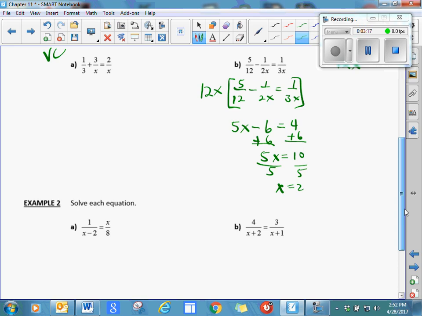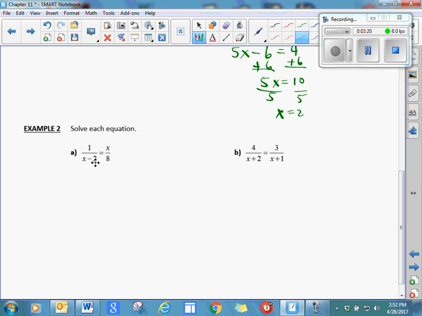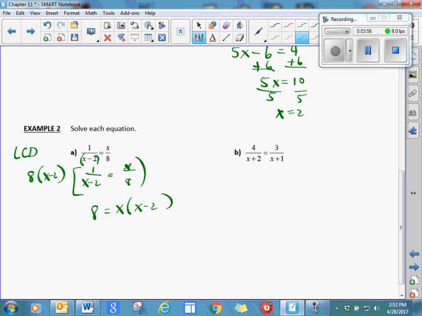Sound good? All right, let's do a couple more in this video. Now I've got a binomial. So again, my LCD is going to include it as a single factor. So my LCD is going to be 8 times x minus 2. And I am going to multiply that whole thing by the original equation. X minus 2 cancels with the x minus 2 up here, so I'm left with 8 times 1 is 8. In this fraction, 8 cancels with the 8, and this x minus 2 is what I have to multiply that x by. So I'm going to end up distributing and getting x squared minus 2x.